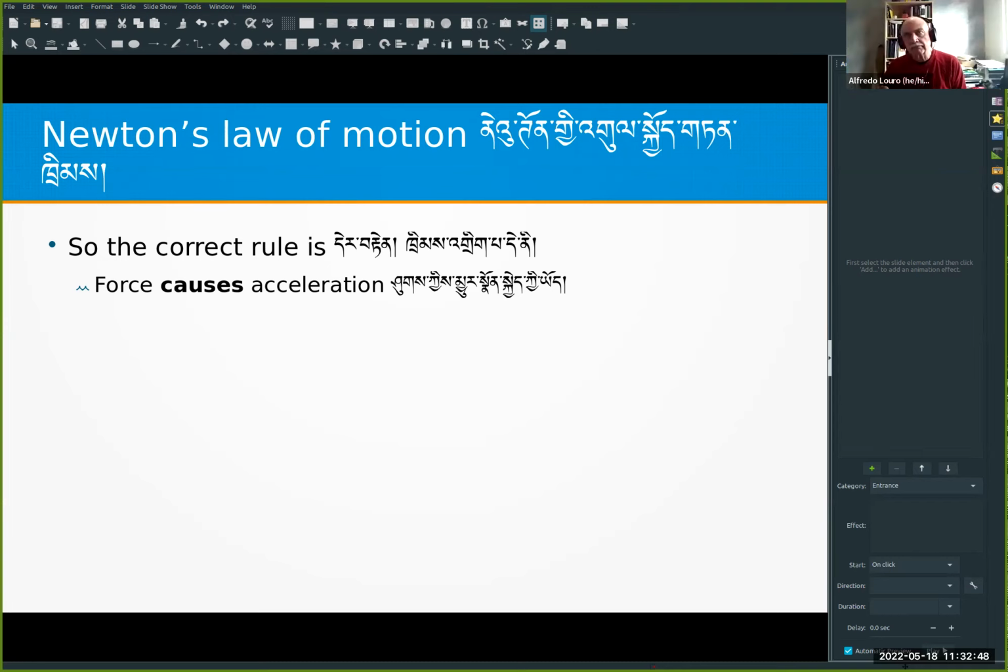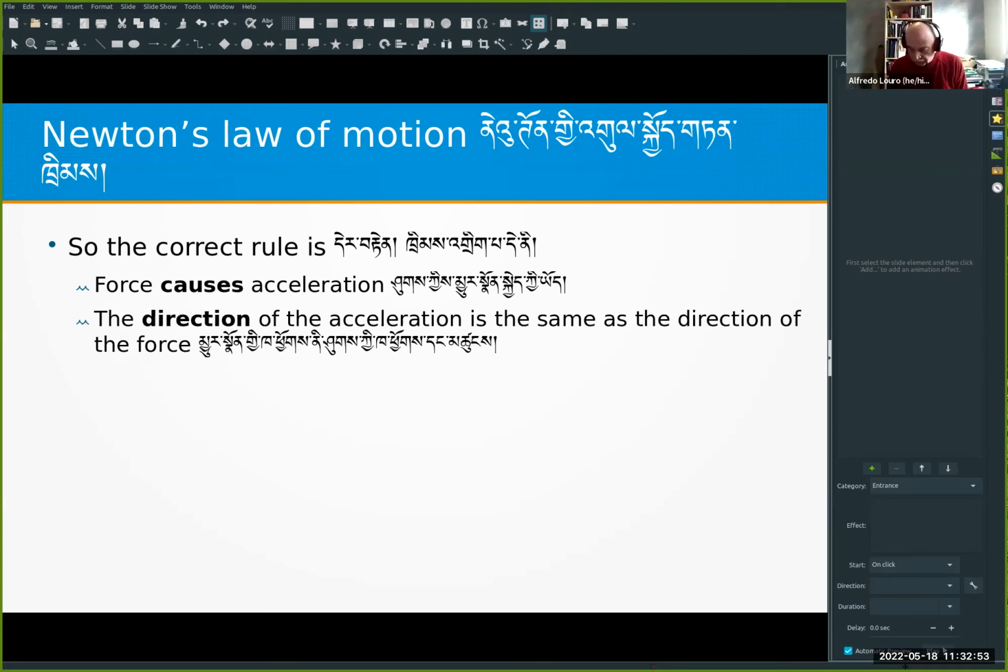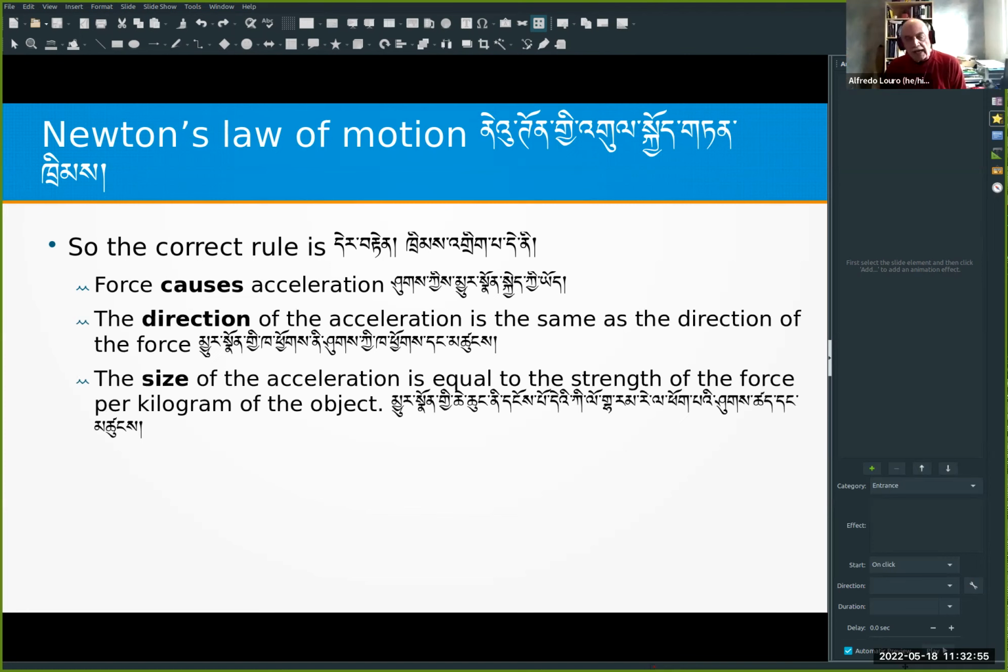Now, yeah, so the direction is the same. And like I said, same force, bigger mass, smaller acceleration. So what Newton said was the size of the acceleration, the magnitude of the acceleration, is equal to the strength of the force divided by the mass of the object. So the strength of the force per kilogram of the object.